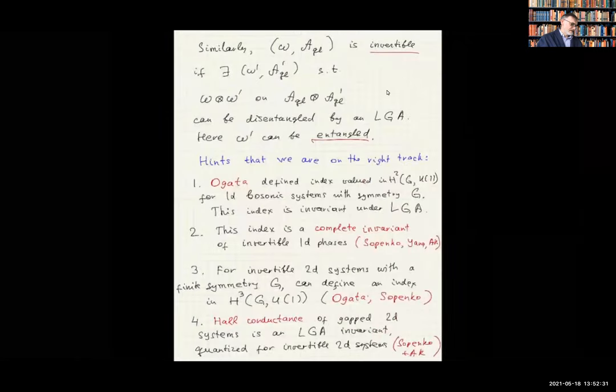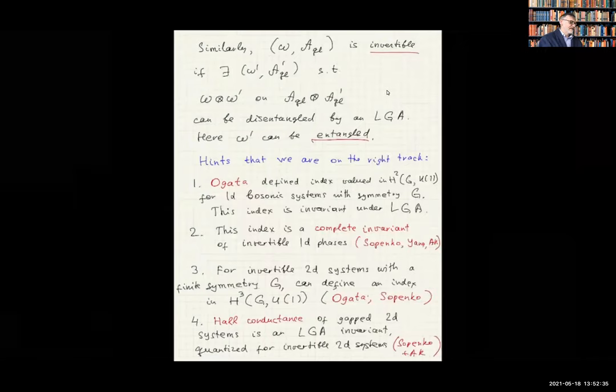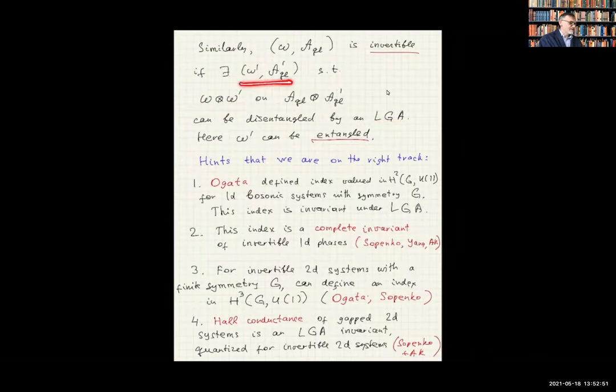Okay. And similarly, a state on this algebra is called invertible if there is some auxiliary system, with some perhaps entangled state in that auxiliary system, such that the tensor product can be disentangled by an LGA on this composite system. So this is sort of the inverse to this one. So it's called invertible. By composing this with this, you get something in the trivial phase.